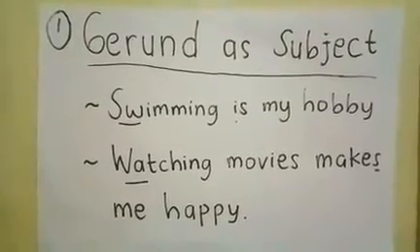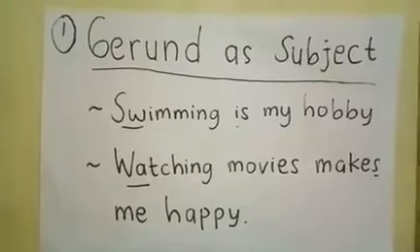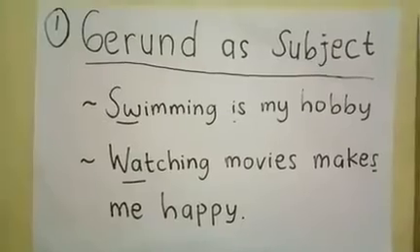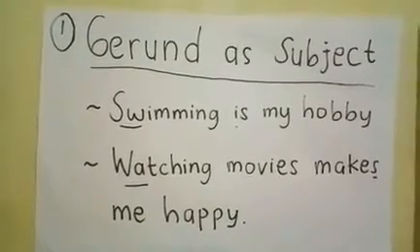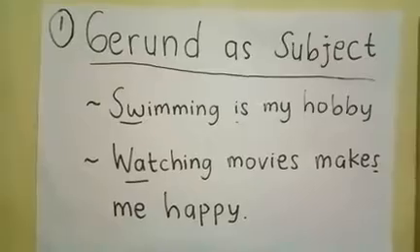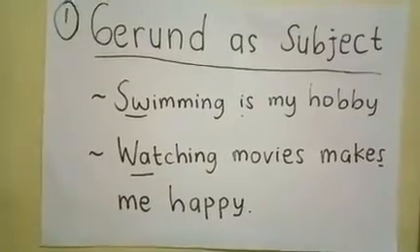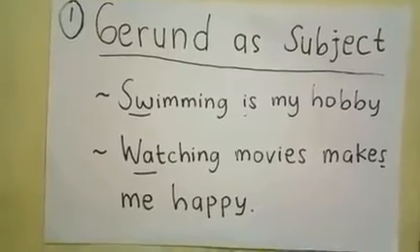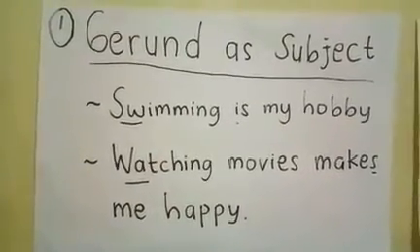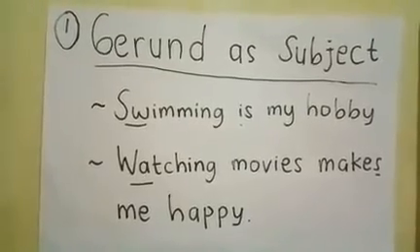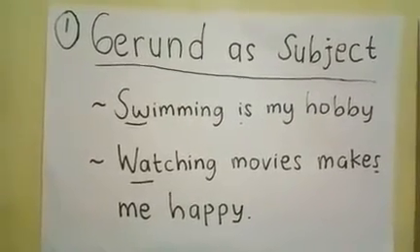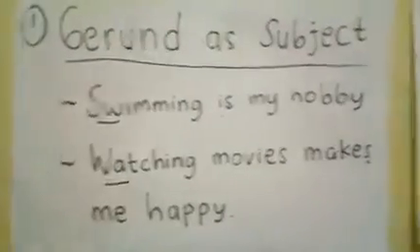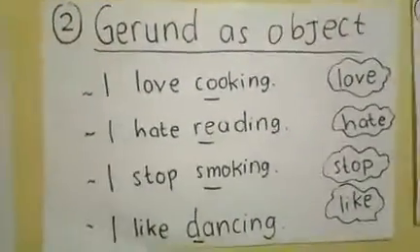Number 1, gerund as subject. You know, you can put verb ing as the subject, which means in the beginning of the sentence. Look at the examples. Swimming is my hobby. Number 2, watching movies makes me happy. If you have two hobbies, you can use are as the to be. For example, swimming and reading are my hobbies. Okay, the first is gerund as subject. The second is gerund as object.